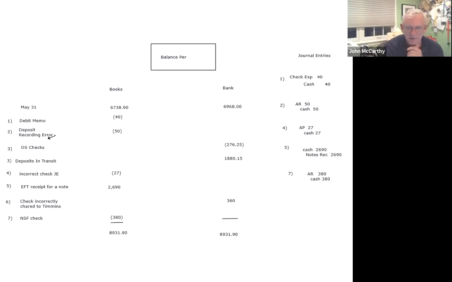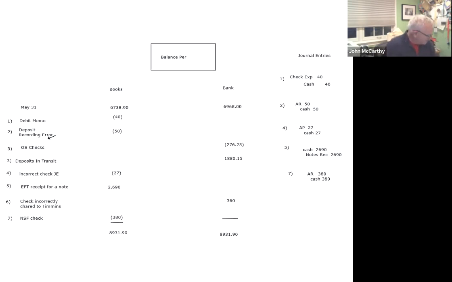And here we go. I'm going to share a whiteboard that I pre-populated. Hopefully you can see it all, but I'll talk you through it anyways. Like with all my reconciliations, I start out with the balance per the books and balance per the bank. And that's as of May 31, and that information is given to you in the problem.